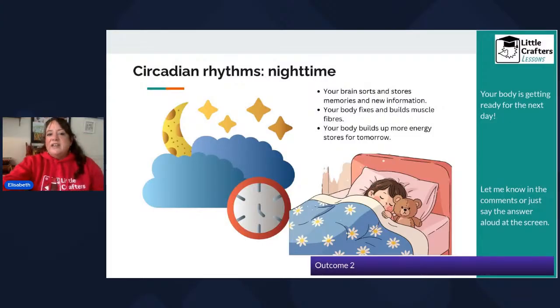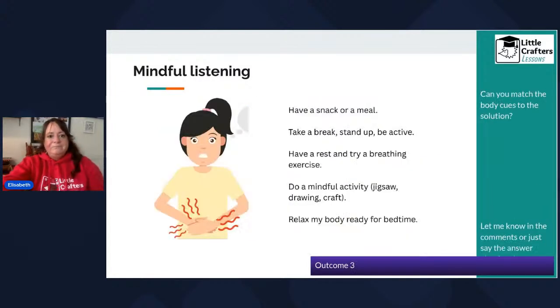Did you do a lot of activity? Did you do a sport? Did you do something physical? Your body is going to fix and build more muscle fibers. So you're going to be growing as well. All of that's going to be using some energy at night. And then your body's going to be building up more energy stores for tomorrow. So your cortisol levels will be changing, right? Getting ready for the next day. All of that's what's happening as part of your circadian rhythm, which continues even into the nighttime.